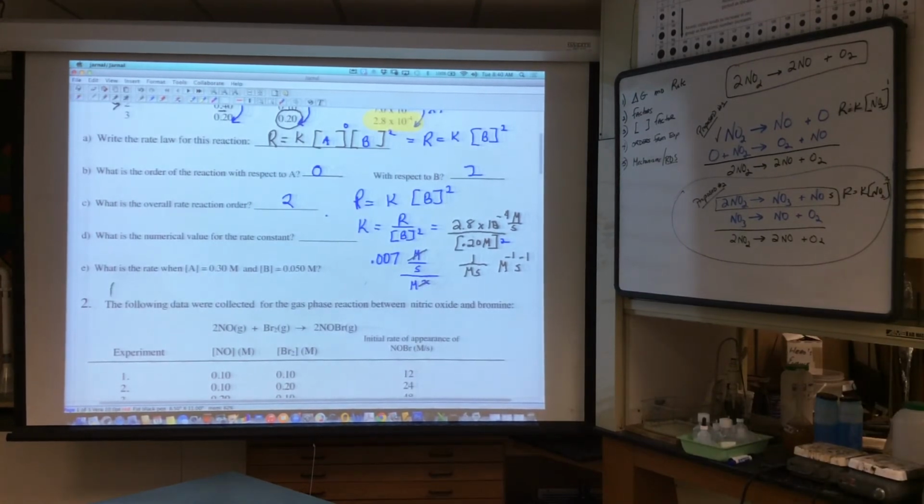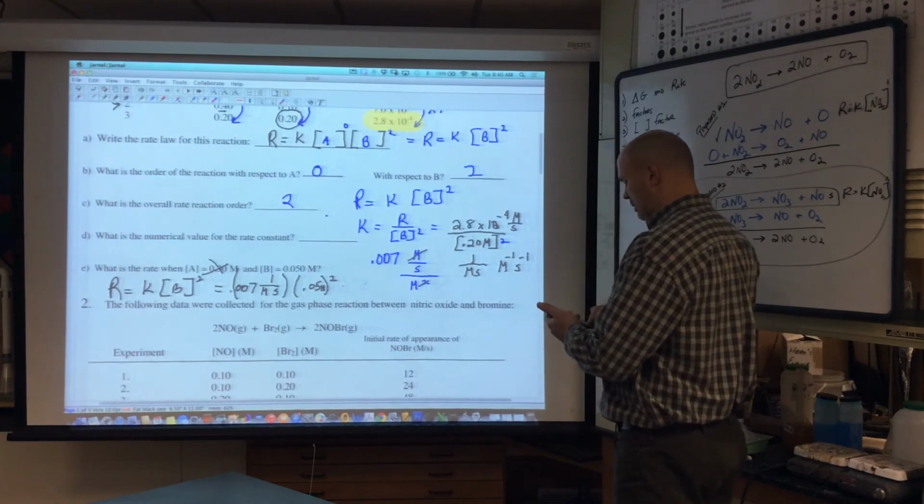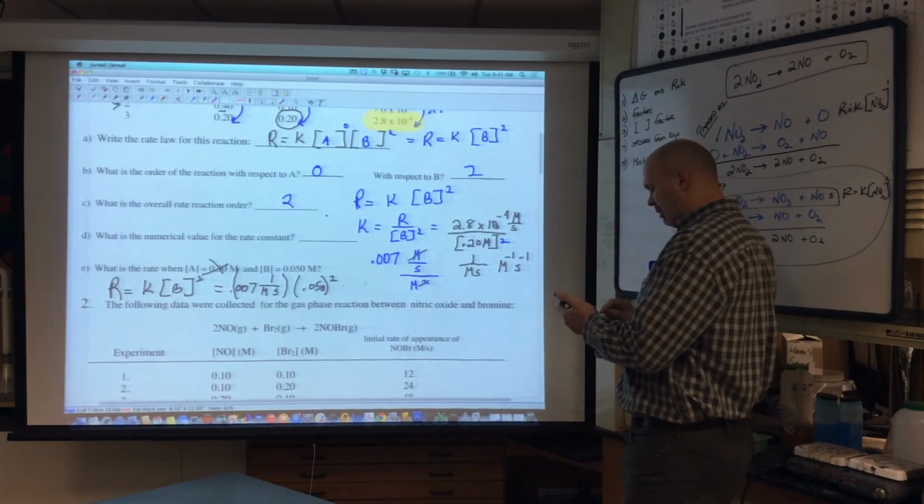R, again, is equal to the K times A to the 0, so just going to B to the squared. I don't even consider A. A is not in the rate law. So K is what? 0.007, 1 over molarity, 1 over second, times what? B squared, 0.05, that's a molar squared. So, put that in your handy dandy calculator, making sure I do this right with my big fingers.